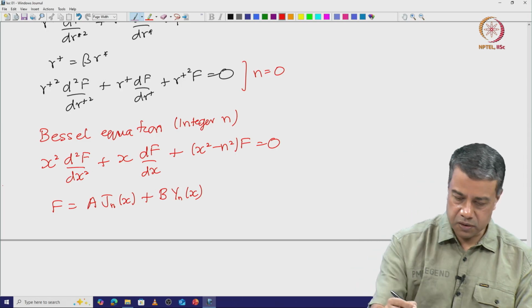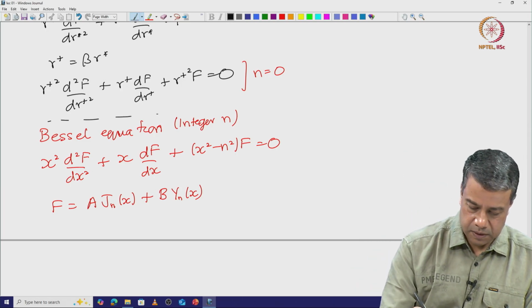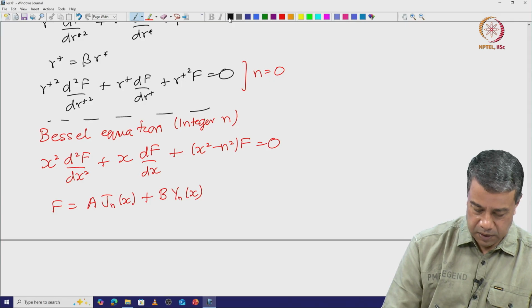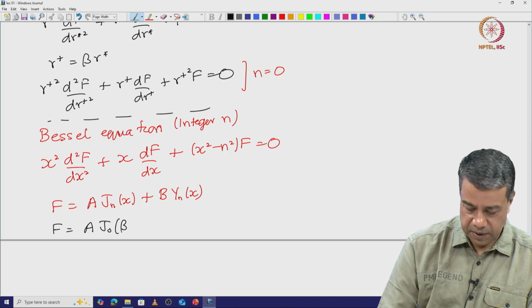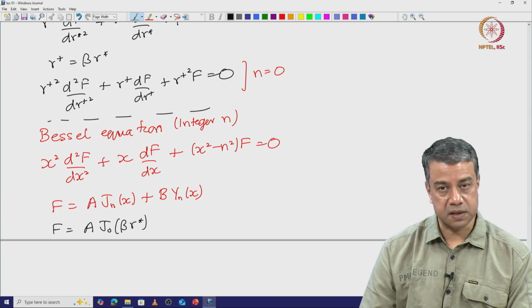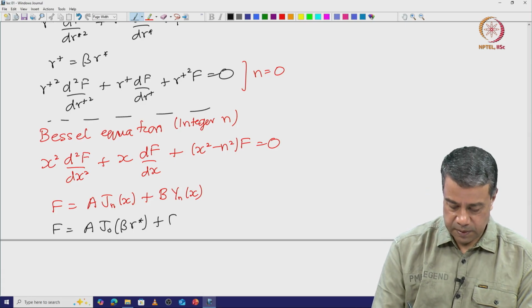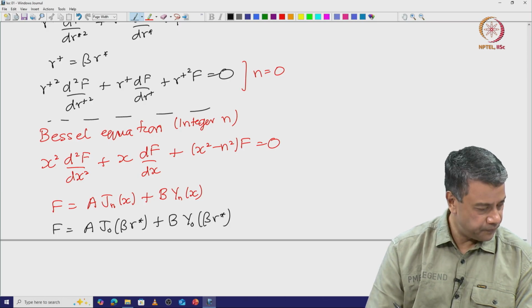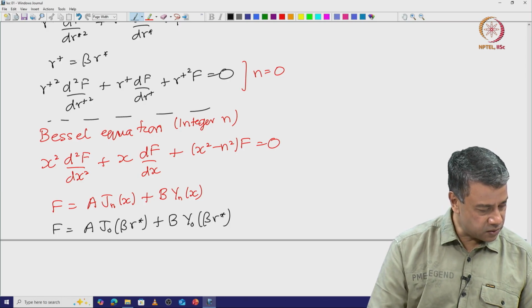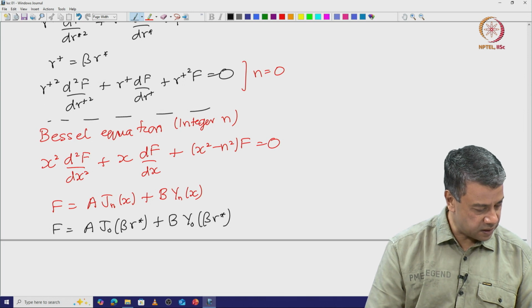So, therefore, the solution of this equation is going to be f equal to A times J naught of beta r star, plus B times Y naught of beta r star. That is going to be the solution for the Bessel equation.